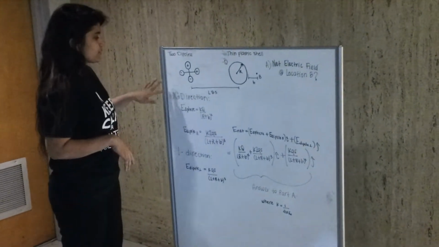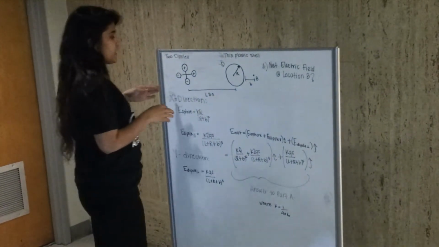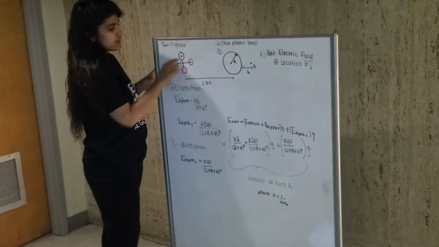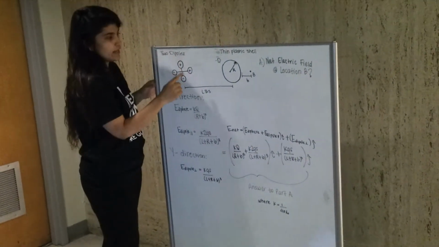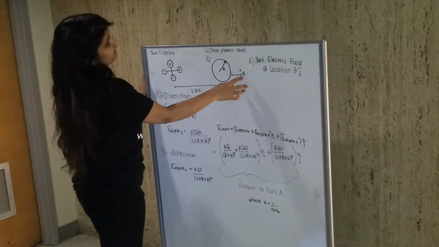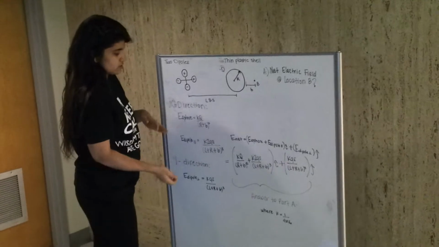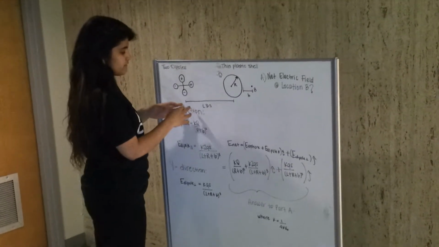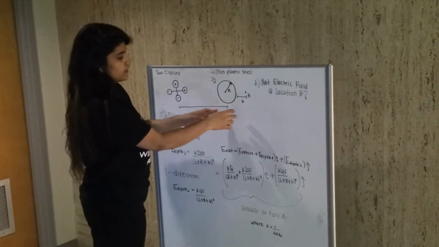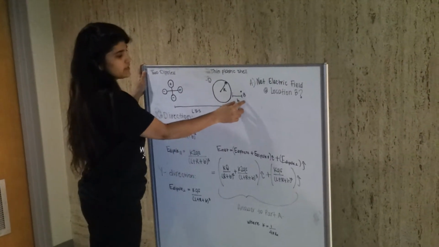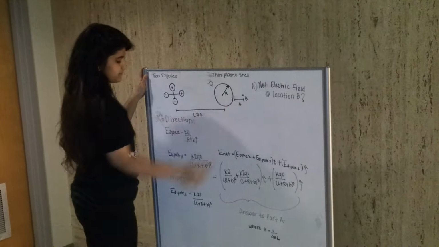For question number 3, what you have to keep in mind for part A is that there are two dipoles that are perpendicular to each other. So you have the first dipole right here and the second dipole right here. To find the net electric field at location B, you have to consider the distance in the x and y direction. In the x direction, you have this length going this way, plus the radius r from a thin plastic shell, as well as the distance b to the location B.